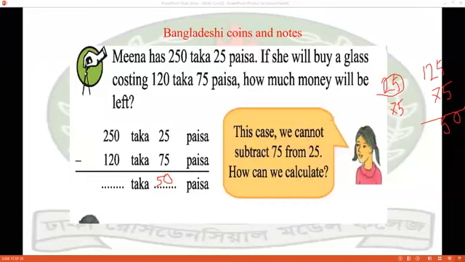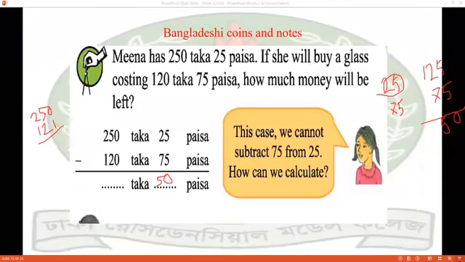You already added 1 taka, that means 100 paisa, with the 25 paisa. So 100 paisa, that means 1 taka, you will have to add to 120. So it will be 121. Then you have to subtract. So here 250, and you have to subtract 121, because the 100 paisa you already added to the 25 paisa and it became 125 paisa, and then you subtract 75 paisa.